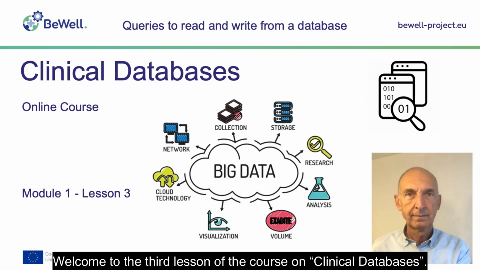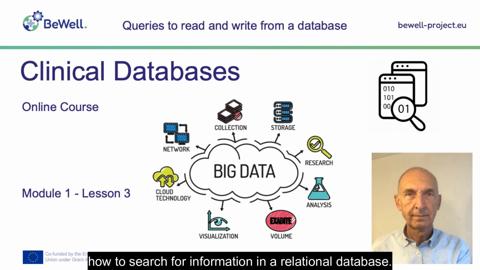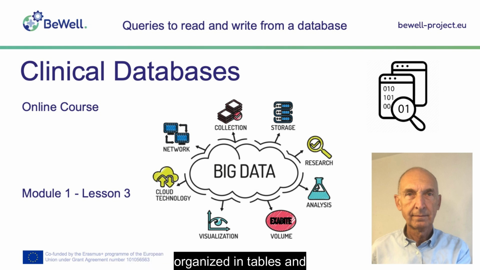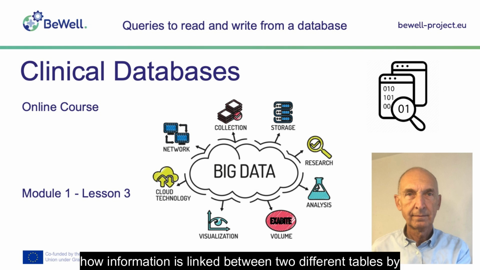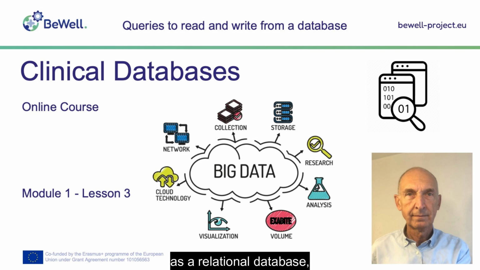Welcome to the third lesson of the course on clinical databases. During this lesson, we will see how to search for information in a relational database. We have seen previously how clinical data are organized in tables and how information is linked between two different tables by the so-called primary key.